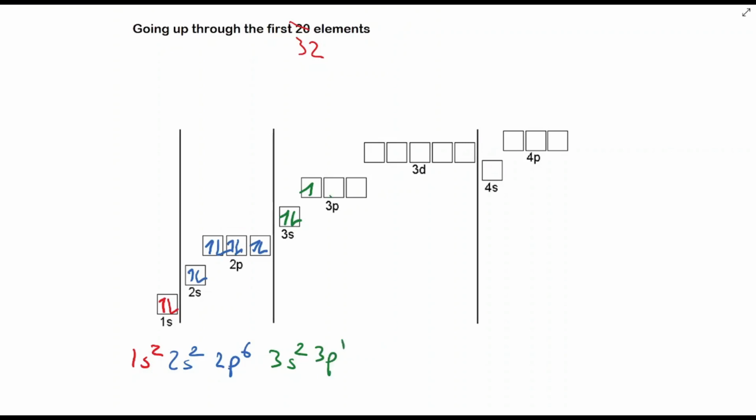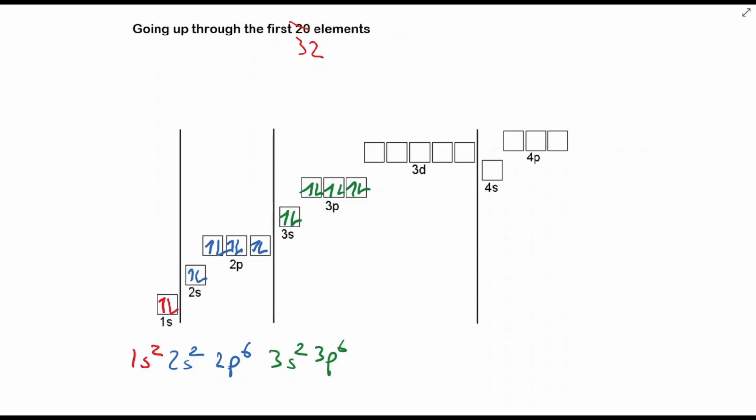And then we have 3p2, 3p3, notice they're all unpaired, 3p4, 3p5, and 3p6. And that takes me to argon. So argon's electron configuration is 1s2, 2s2, 2p6, 3s2, 3p6. And if you add all of them up, 2, 4, 10, 18, argon is element number 18. It's got 18 protons.